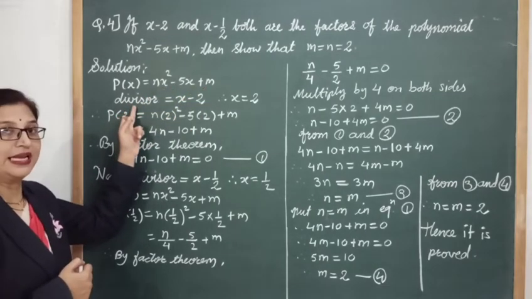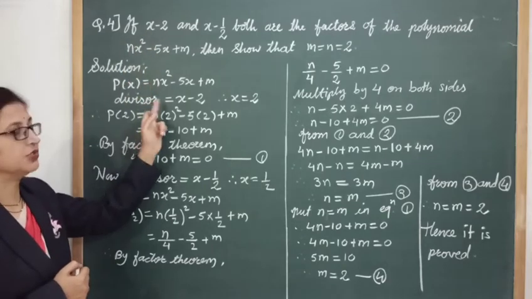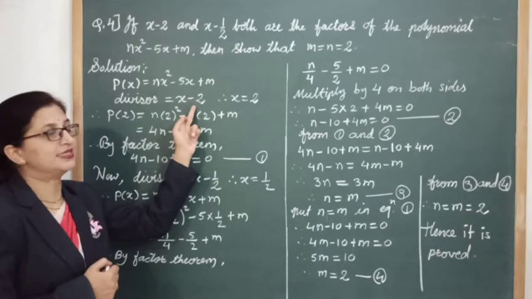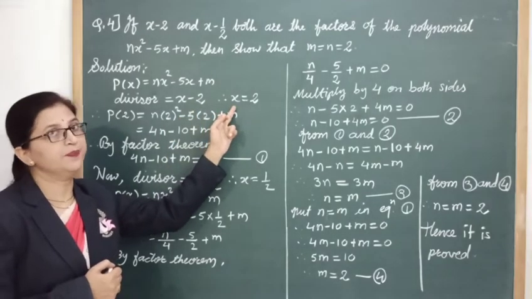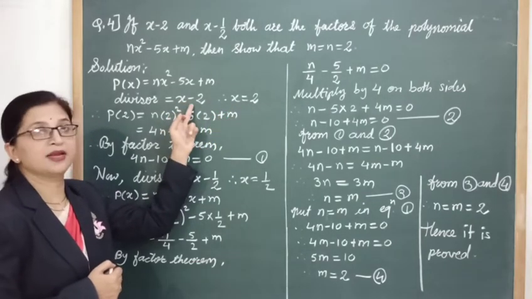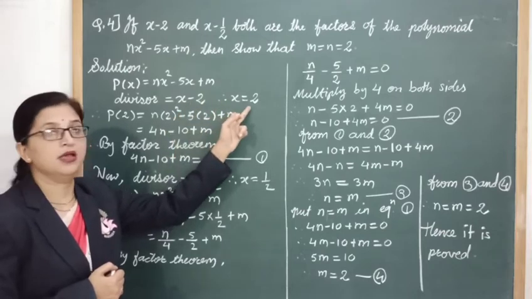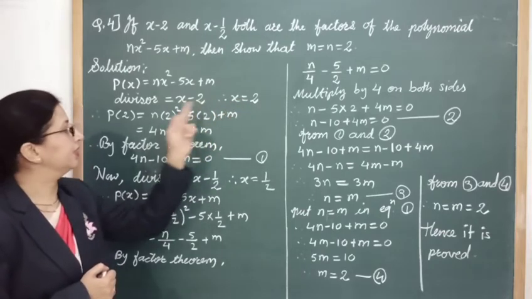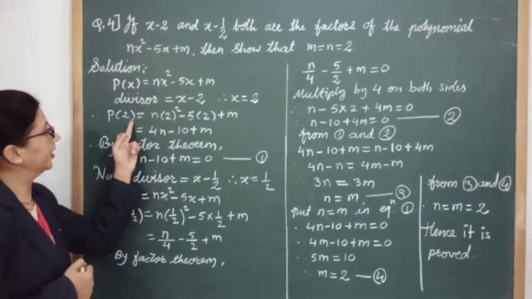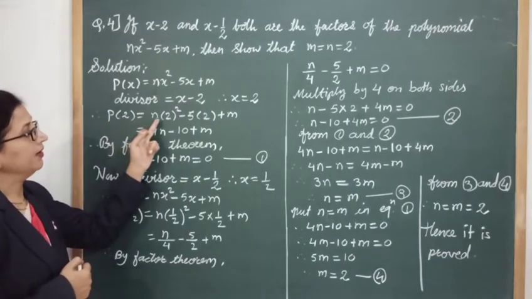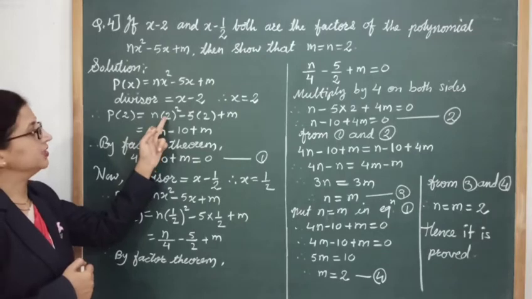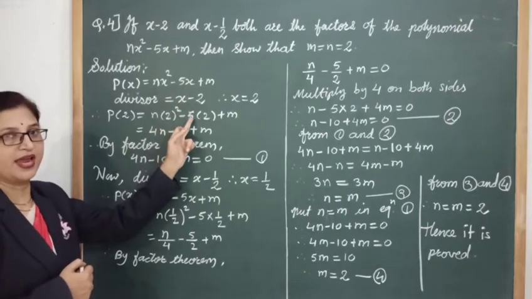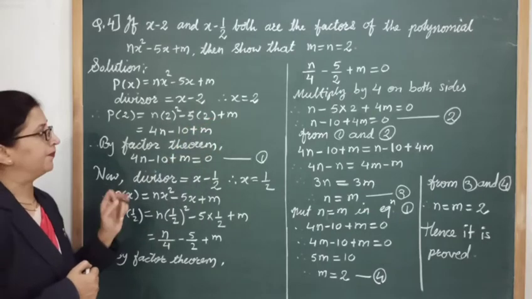So now first we will take the divisor x minus 2. Okay, so as we take x minus 2 as a divisor, then the value of x will be positive 2. As here minus 2 is there, so we will take x as 2. Okay, so let's put this x as 2 in the given polynomial. Okay, so here nx square is there, that is n times 2 square, minus 5x is there, that is 5 into 2, plus n.